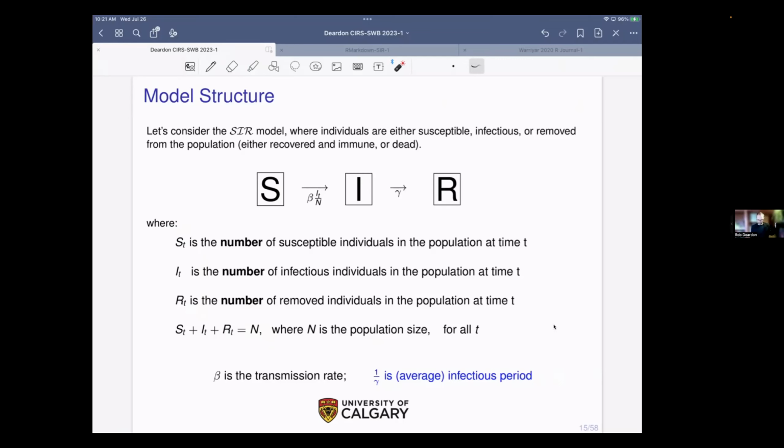And then one last thing that I wanted to say, so this R is often referred to as the recovered state. More generally, it's a removed state. What it means is you're essentially disconnected from the population in some sense, right? You can't infect anybody, you can't be infected. So it can mean you've recovered and you've acquired immunity, but it might mean you've died, it might mean you've gone into quarantine. Right. So more generally, we refer to this as a removed state rather than a recovered state.